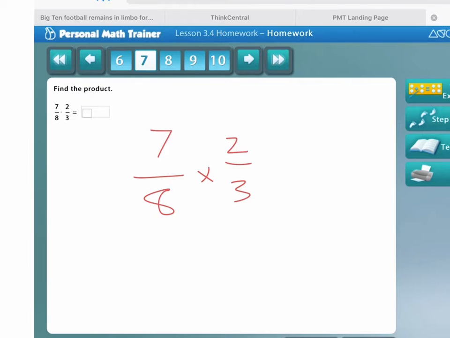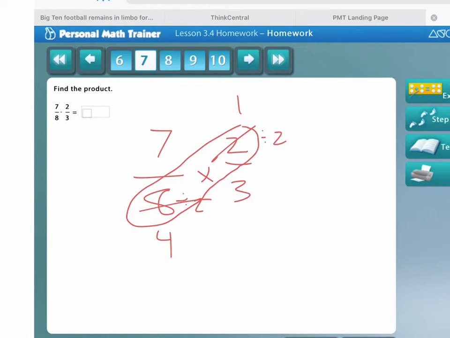We're asked to find the product of 7/8 and 2/3, or what is 7/8 of 2/3. In this instance, you're going to look on the diagonal, and you're going to see that 2 and 8 have a common factor. So you're going to divide 2 by 2, giving you 1, and you're going to divide 8 by 2. What you do to the top, you do to the bottom, and you end up with 4. Now you have a simplified fraction. 7 times 1 is 7, 4 times 3 is 12, so our answer is going to be 7/12.